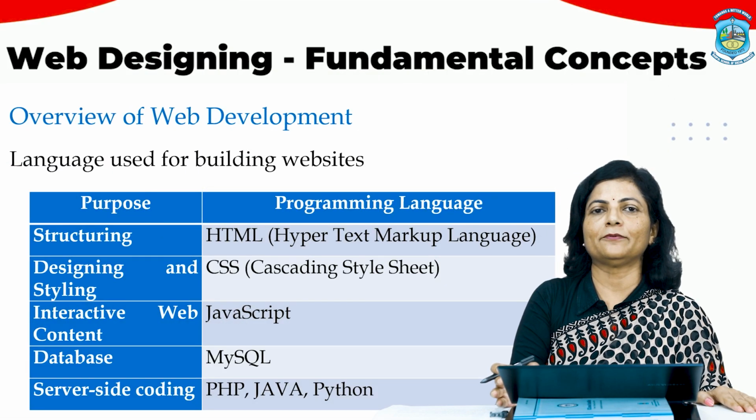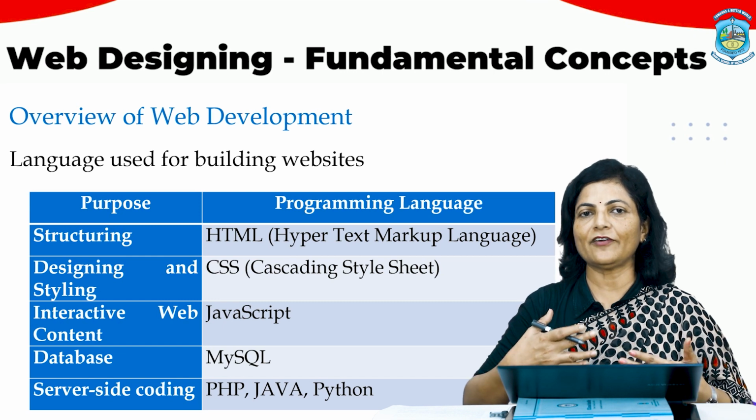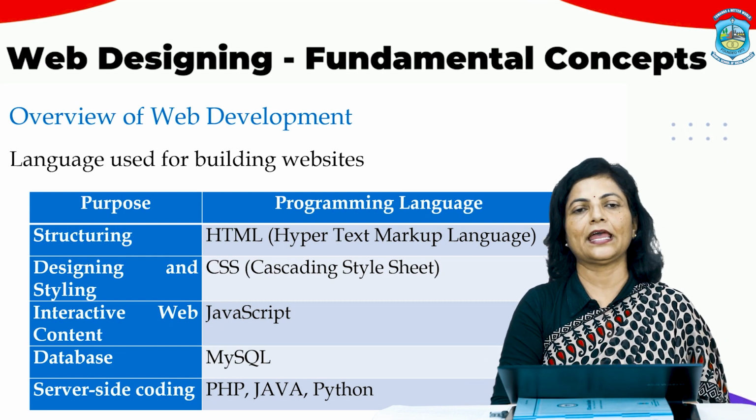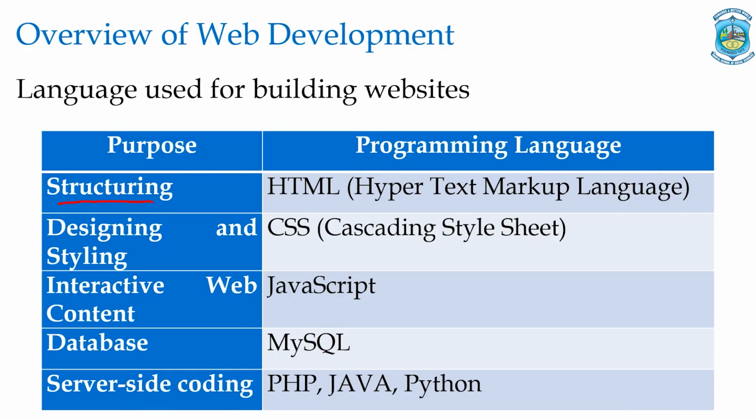So, as we have seen the benefits of developing a website using coding, let us now see what are the various languages that help in building a website. The very first part is structuring. For structuring, HTML, that is hypertext markup language, is used. It actually encapsulates or marks up the text of your website into HTML tags. So, it is known as a markup language.